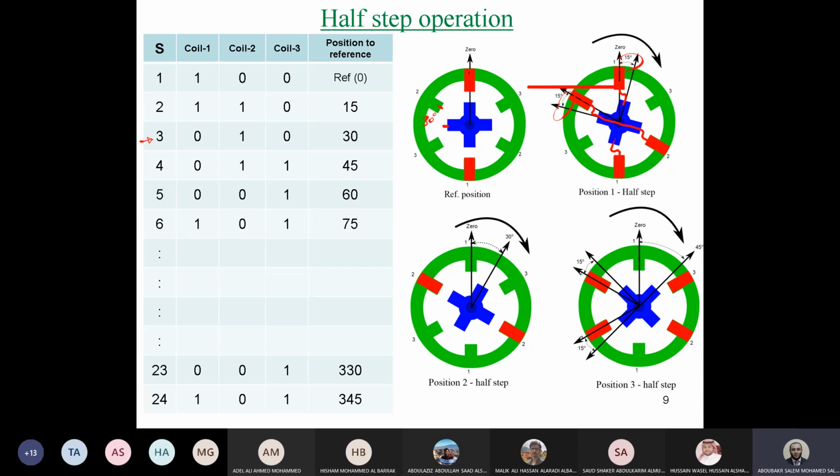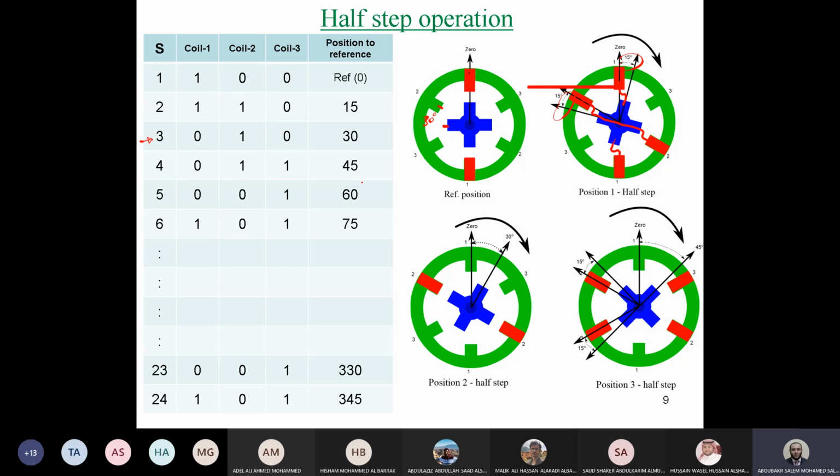Again, if we would like now to reverse the motion, of course, similar to the full step operation, just change the sequence. So instead of 1, then 1, 2, then 1, you can make it as 1, 1, 3, then 3, and so on. So reversing the sequence can reverse the motor direction. This is the way of reversing the motor direction.